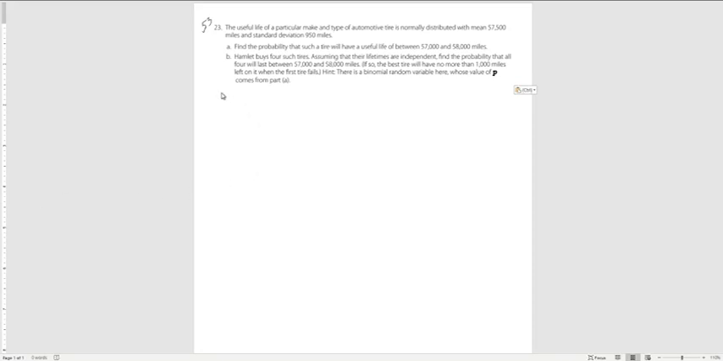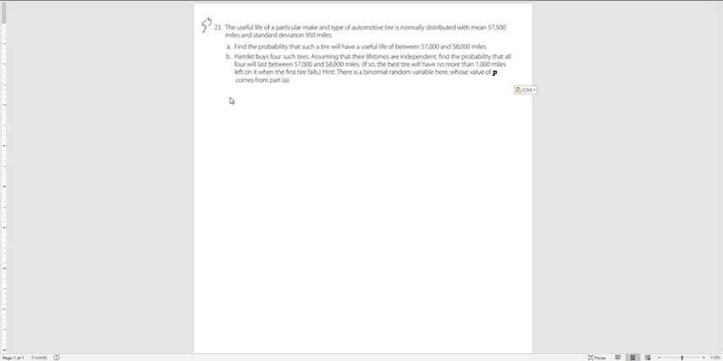Chapter 5, Section 3, problem number 23. The useful life of a particular make and type of automotive tires is normally distributed with a mean of 57,500 miles and a standard deviation of 950 miles. A. Find the probability that such a tire will have a useful life of between 57,000 and 58,000 miles.